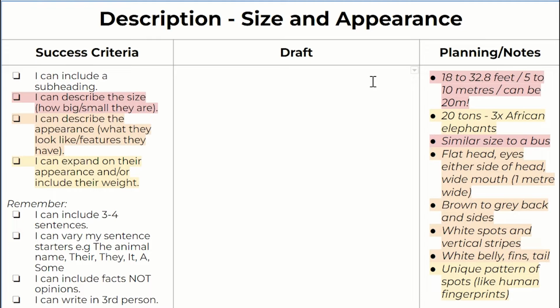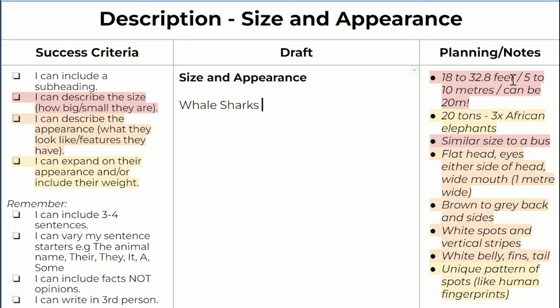First thing we need is a subheading. So the subheading gives the reader an idea of what this paragraph is going to be about. So our subheading is going to be size and appearance. And I'm going to bold it because it's a heading. So I'll say whale shark. Now we're going to talk about their size first.